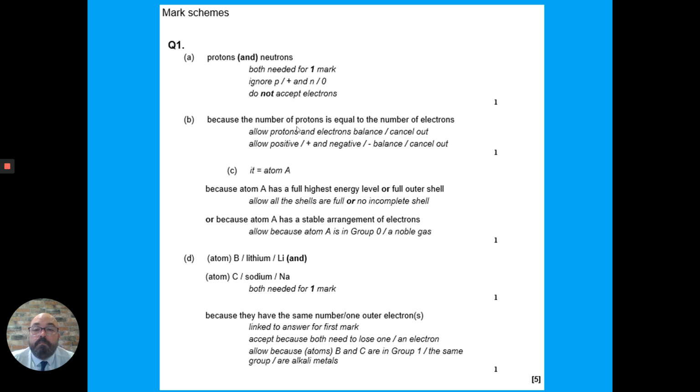So the sort of model answer, if you like, is because the number of protons is equal to the number of electrons. However, you would also get credit if you said protons and electrons balance, protons and electrons cancel out, or the positive and negative charges balance and cancel out. So either of those would be allowed.